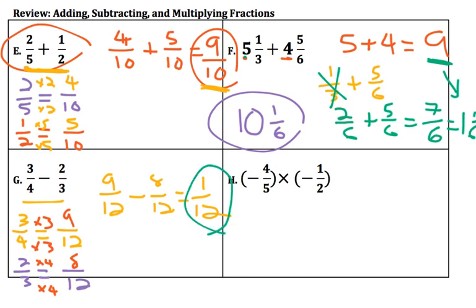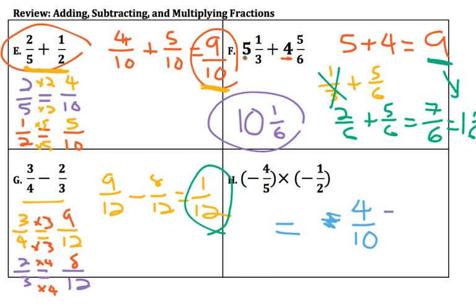Last one is -4/5 times -1/2. Same signs, they're both negative, so I know my answer is going to be positive, which I'll put here even though we don't really need to put. And we multiply 4 times 1, which is 4, 5 times 2, which is 10. So now we'll get rid of this. Our answer should be 4/10.